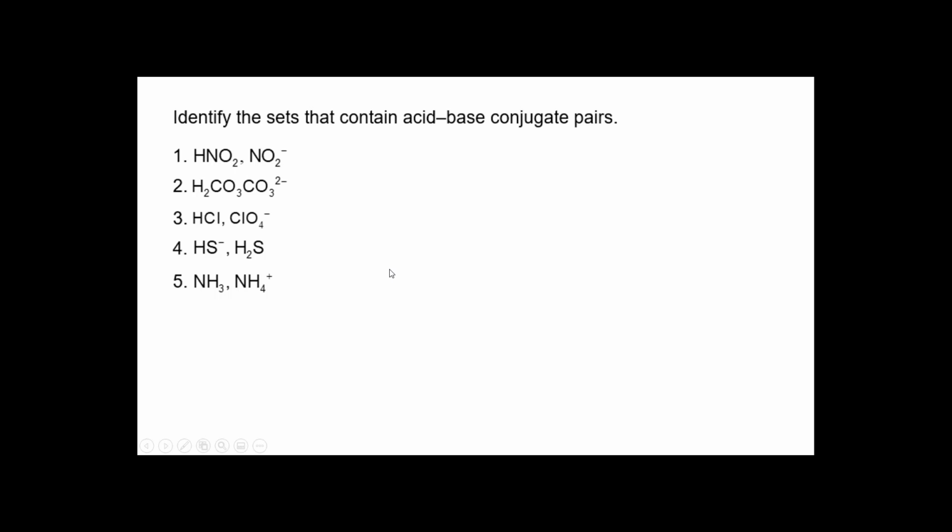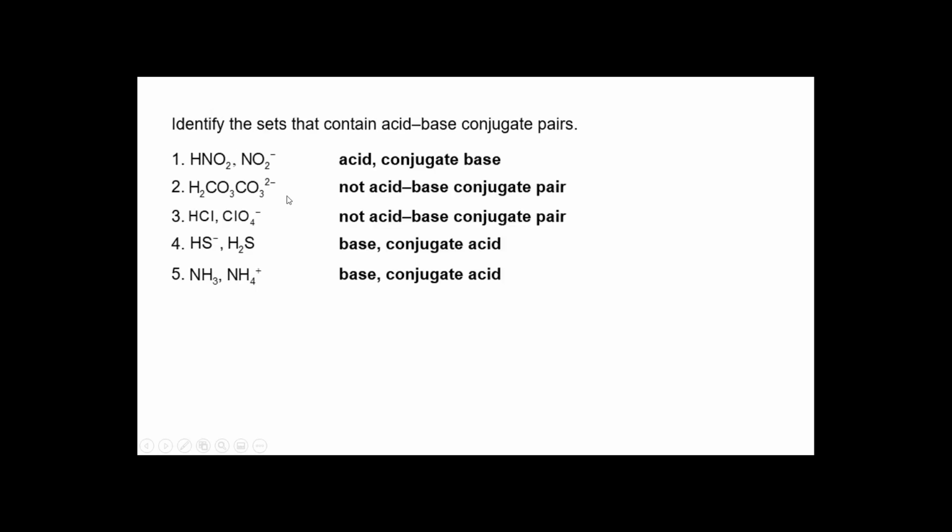Identify the sets that contain acid-base conjugate pairs. So we're just looking at these and determining which ones. So I'm going to show the answers and then let's break down why. So we have nitrous acid and nitrite. And these are an acid and conjugate base pair because you can see if you remove the proton, you'll end up with nitrite. And then here we have carbonic acid and we have carbonate.